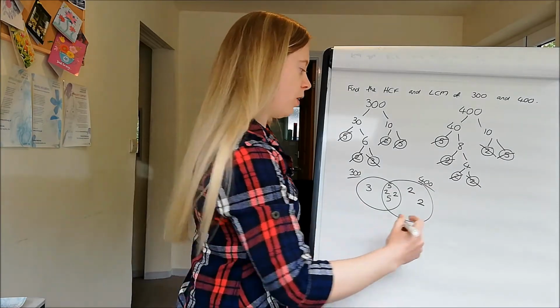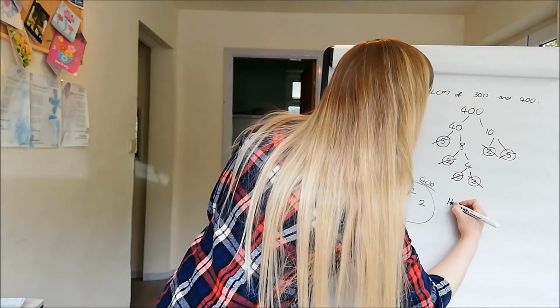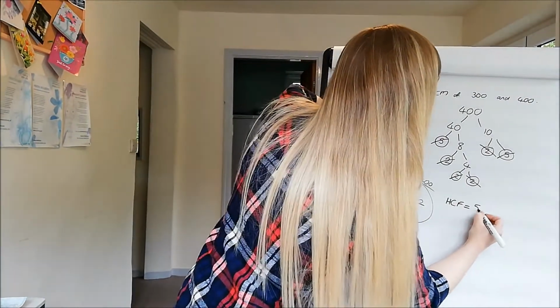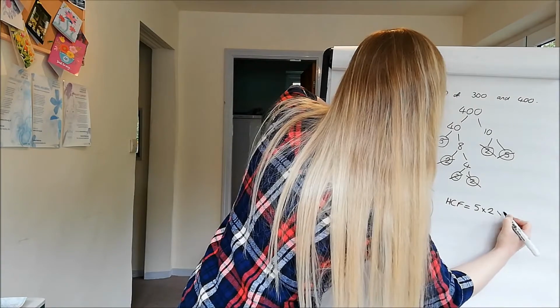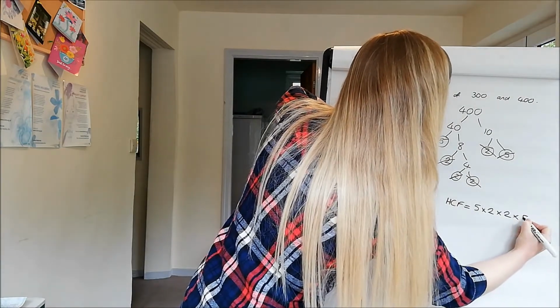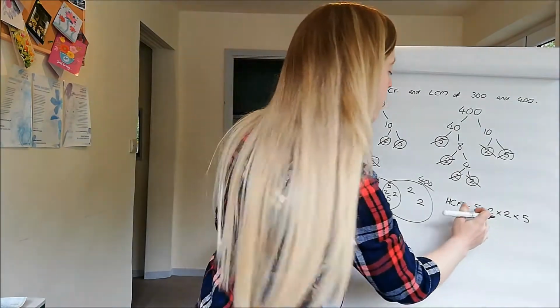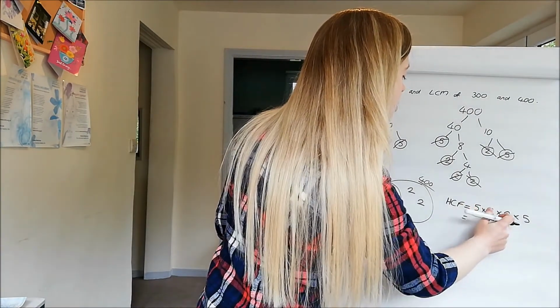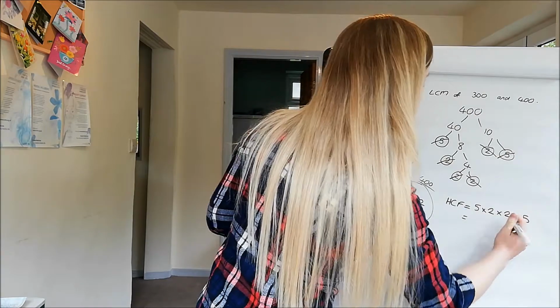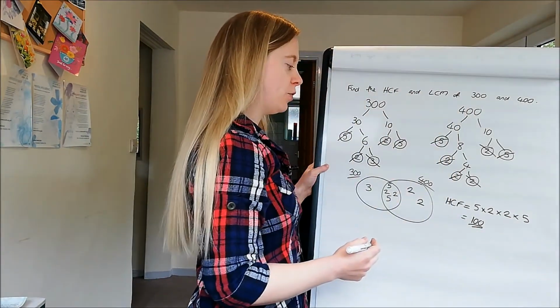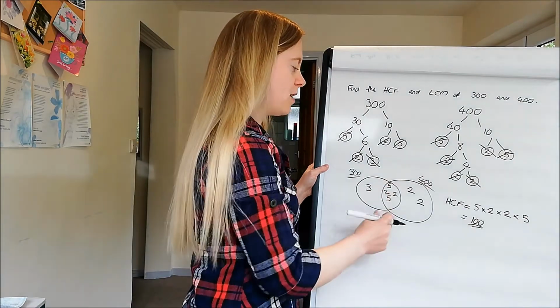Then I will do the highest common factor. So the highest common factor is the middle, so it's 5 times 2 times 2 times 5. Doesn't matter if your order was written differently. 5 2s are 10, times 2 is 20, times 5 is 100. So the highest common factor is 100, and that's the middle of the Venn.